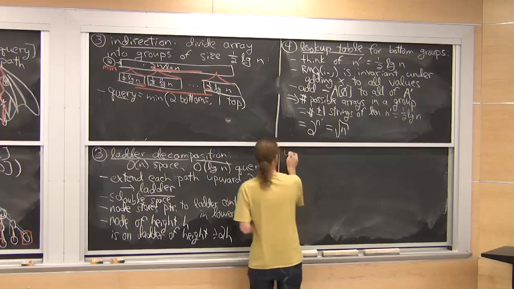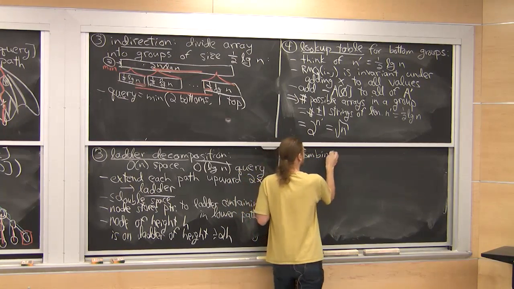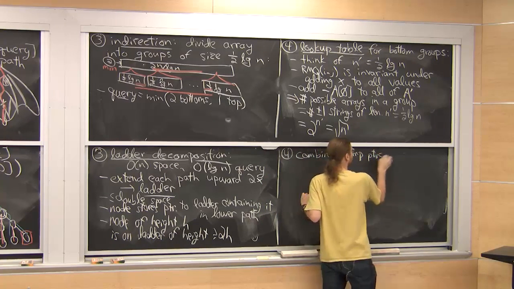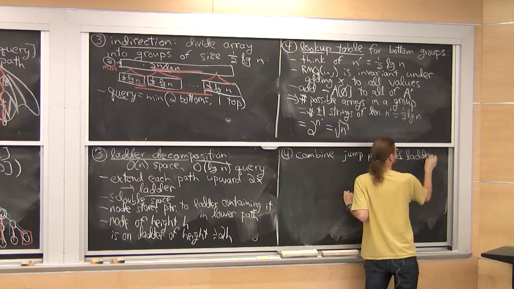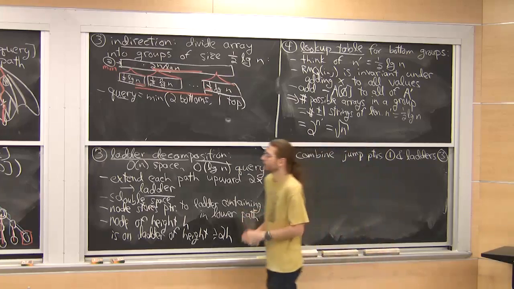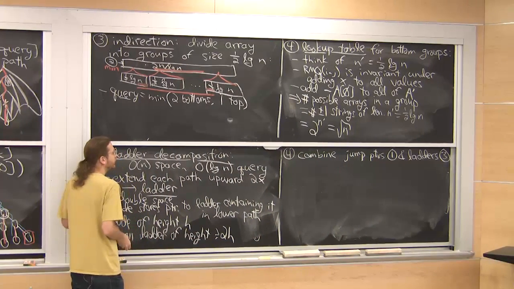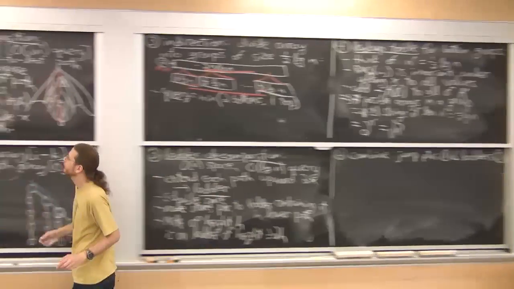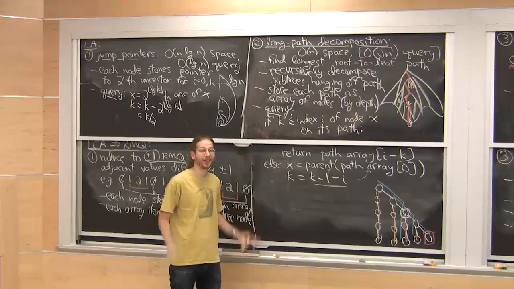This is, I guess, version 4. Combine jump pointers from 1 and ladders from 3. Forget about 2. 2 is just a warm-up for 3. Long paths, defined ladders. Okay, so we've got one way to do log n query. We've got another way to do log n query. I combine them, and I get constant query.